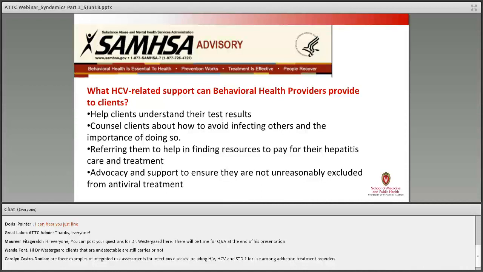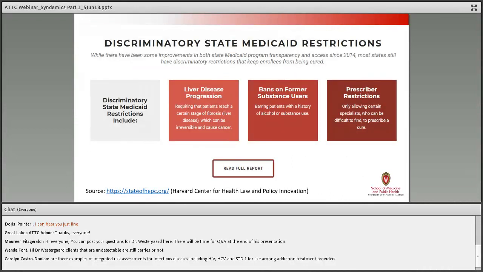So there's some complexity related to hepatitis C screening that it's helpful for health providers to be able to help patients understand. Another thing they can do is counsel clients about how to avoid infecting others and the importance of doing so, and refer them to help in finding resources to pay for their hepatitis care and treatment. And finally, which I thought was interesting and exciting to see in this document, providers can provide advocacy and support to ensure that our patients are not unreasonably or unfairly excluded from antiviral treatment. So what's that getting at?